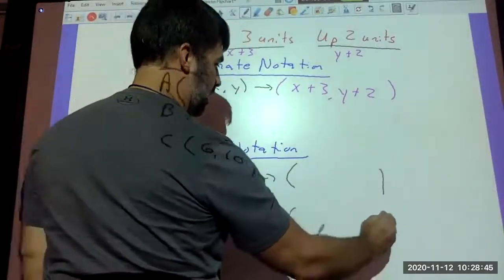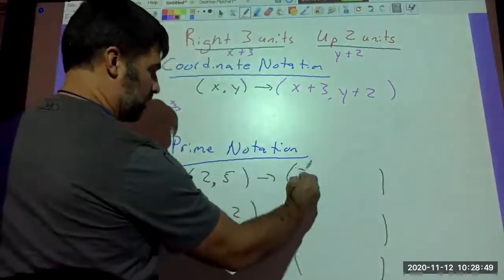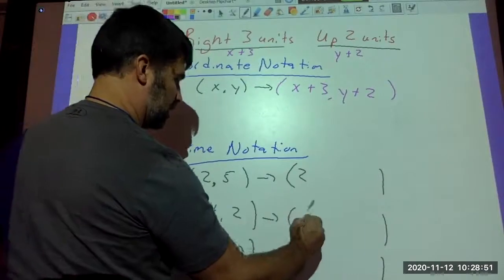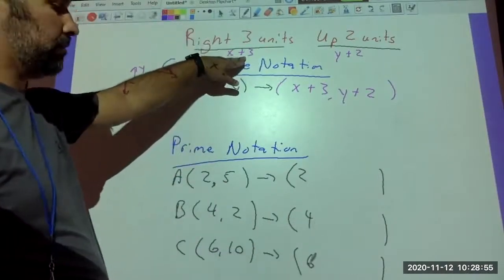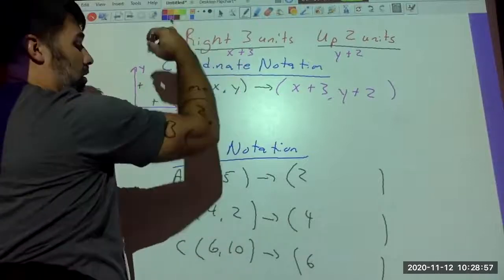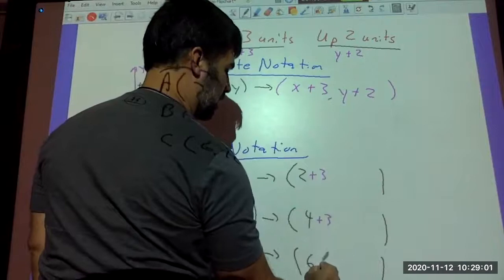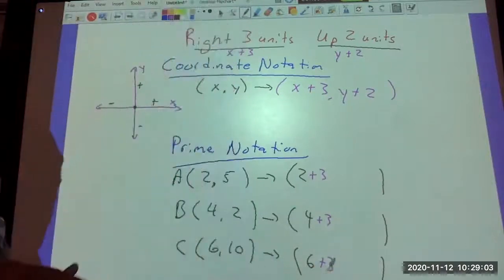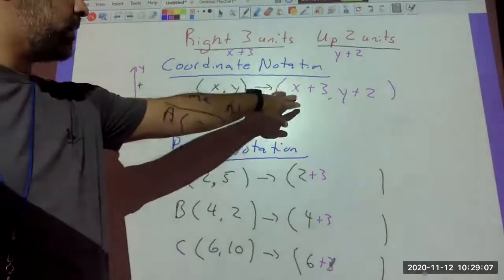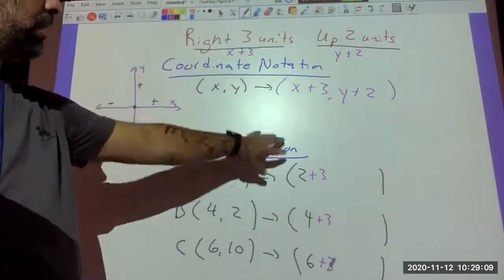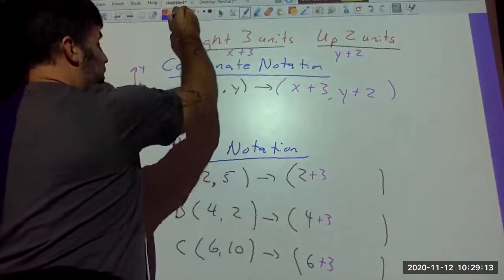I'm taking each x. The x's in this case are 2, 4, and 6. And I'm adding 3 to each x. Now I'm going to write it down. You might be able to do this in your head, and that's fine, but I'm going to write it down so you have it on video in case you need to go back and look at it. So this x plus 3, the fact I'm going right 3 means I add 3 to each x. Okay, and we'll do that later.